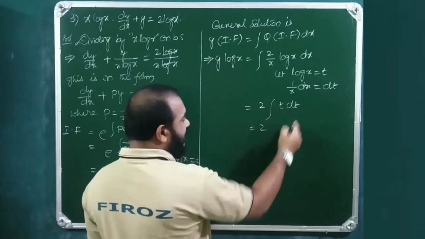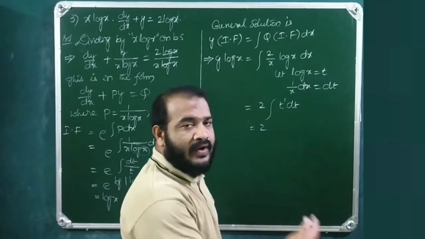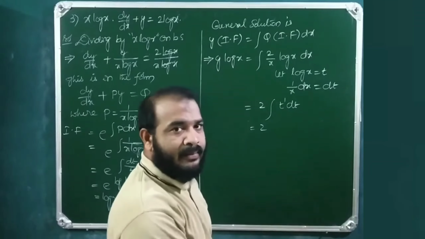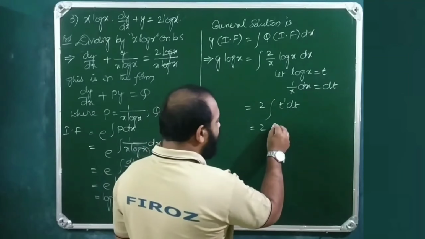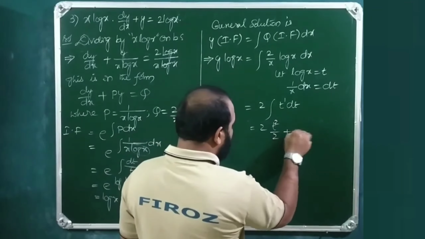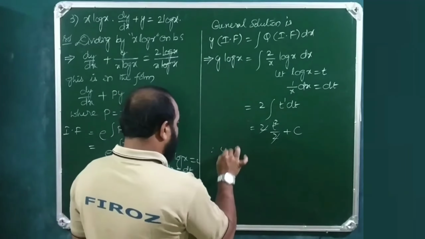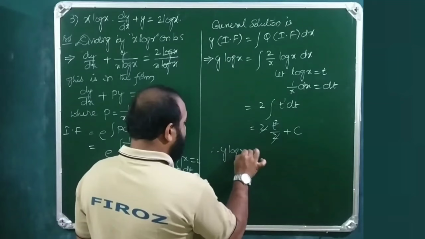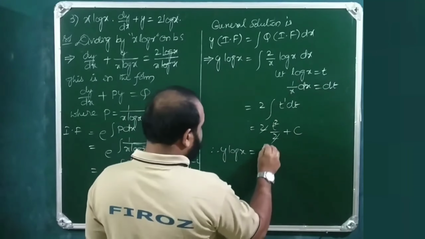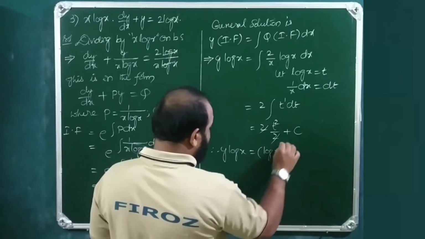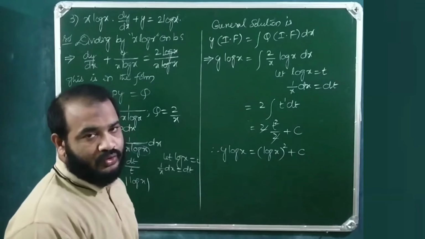So 2 into integral t dt, this is t power 1 dt. Integral x power n dx is x power n plus 1 by n plus 1. So this is t power 1 plus 1 by 1 plus 1, which is t square by 2 plus constant of integration c. 2 gets cancelled. Therefore, we are left with y log x equals, what is t here? t is log x, so (log x) whole square plus constant of integration c is the required solution.